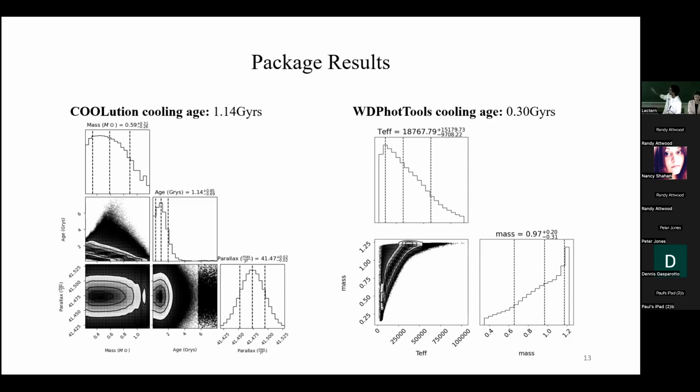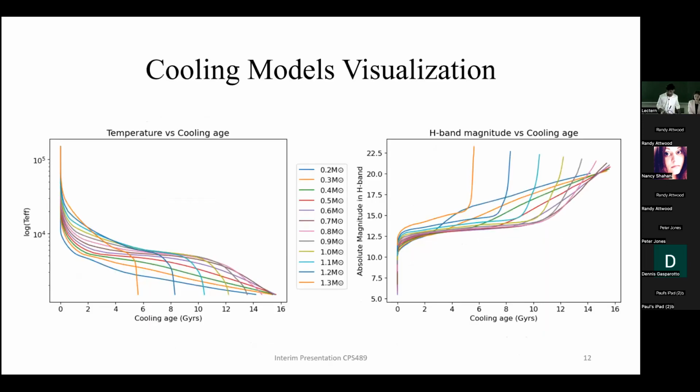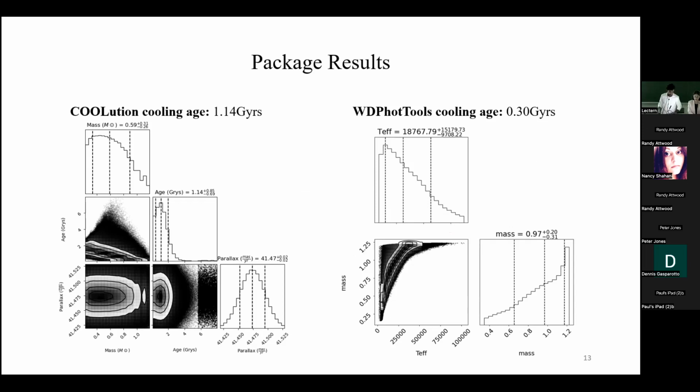And as you can see, these cooling ages are not the same, they're not within the relative ballpark of one another, and they're pretty low. And for WD Photools, a pretty high T effective. So going back to this plot, a pretty high T effective indicates a fairly early white dwarf, something that has just become a white dwarf maybe. And we can see that over here with the cooling age as 0.3.